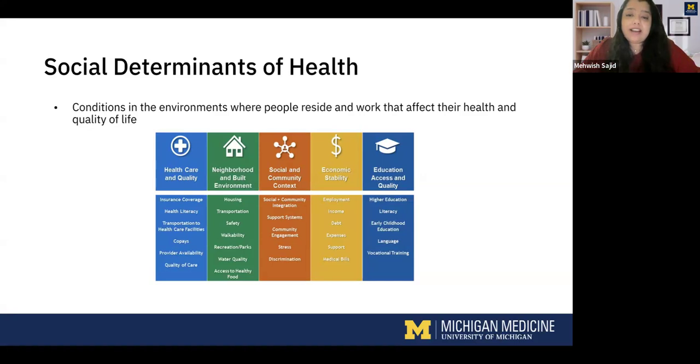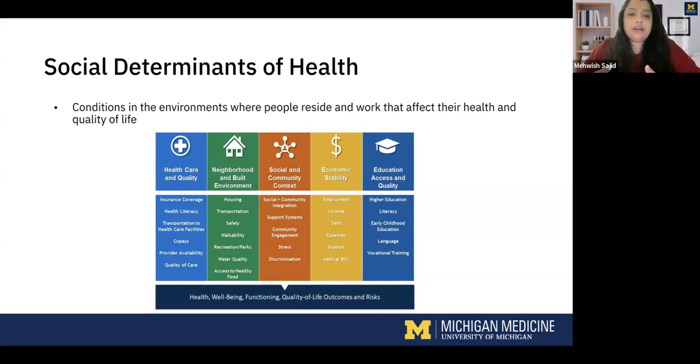And then do they have early childhood education programs that might be available for their kids if they need extra support to have ultimate success? So all of these key factors funnel in to affect a patient's health, well-being, functioning, their health outcomes, and their health risks. So it's pretty important to see how we can address some of these.